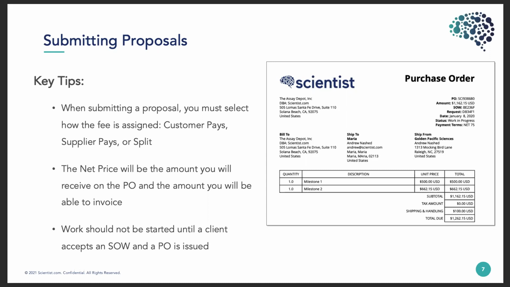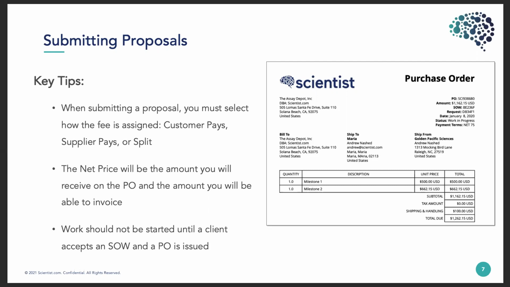And finally, one note before we jump to the system is that work should not be started until a client actually accepts an SOW and a purchase order is issued. We know that purchase orders oftentimes can take a day or so to actually be issued, but it is really important to make sure that you actually have that purchase order in place before the work begins. The reason being is because once the client has a purchase order in place, they are then legally obligated to work with you for that particular project. Payment can be processed and all those different details.